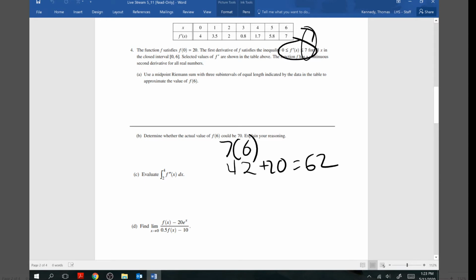And yes, f of 0 is 20. Oh, did I forget that? Oh, yeah, I forgot to approximate the value. I found the Riemann sum, but you need to add 20 to it, so it's 40.2.